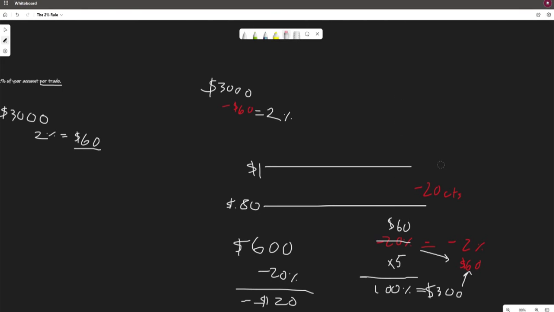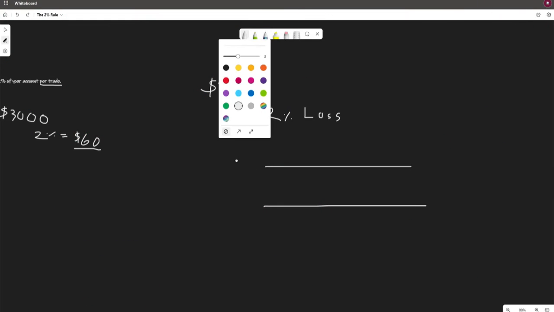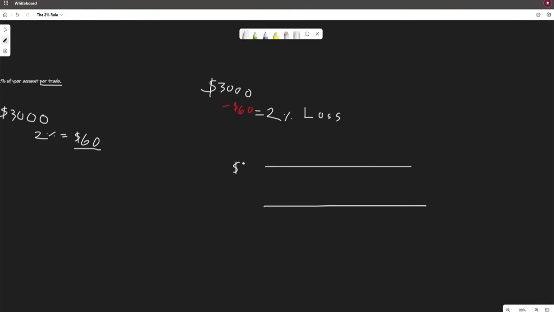Let's do another example at a different price. Let's say this stock is at $10 and your stop loss is now 9. Now you're risking around 10% for this trade, right? Since if the stock drops from 10 to 9 and you stop out, that's going to be negative 10%. So now negative 10% has to equal negative 2% of your account. And since 2% is negative $60, you need this 10% to equal $60.